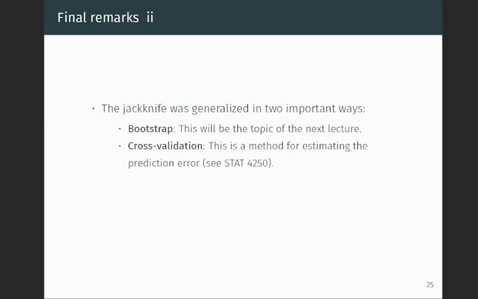And then Jackknife was generalized in two important ways. So it's more of a historical method than something that's used very often in practice. The first way in which it was generalized is the bootstrap, which will be the topic of the next lecture. And then you can say it's also related to cross-validation, which is a way to estimate prediction error and prediction quantities. We won't talk about cross-validation in this course, but it's an important topic in a lot of statistical research or statistical methods. In particular, you'll probably encounter it in our statistical learning course, 4250.